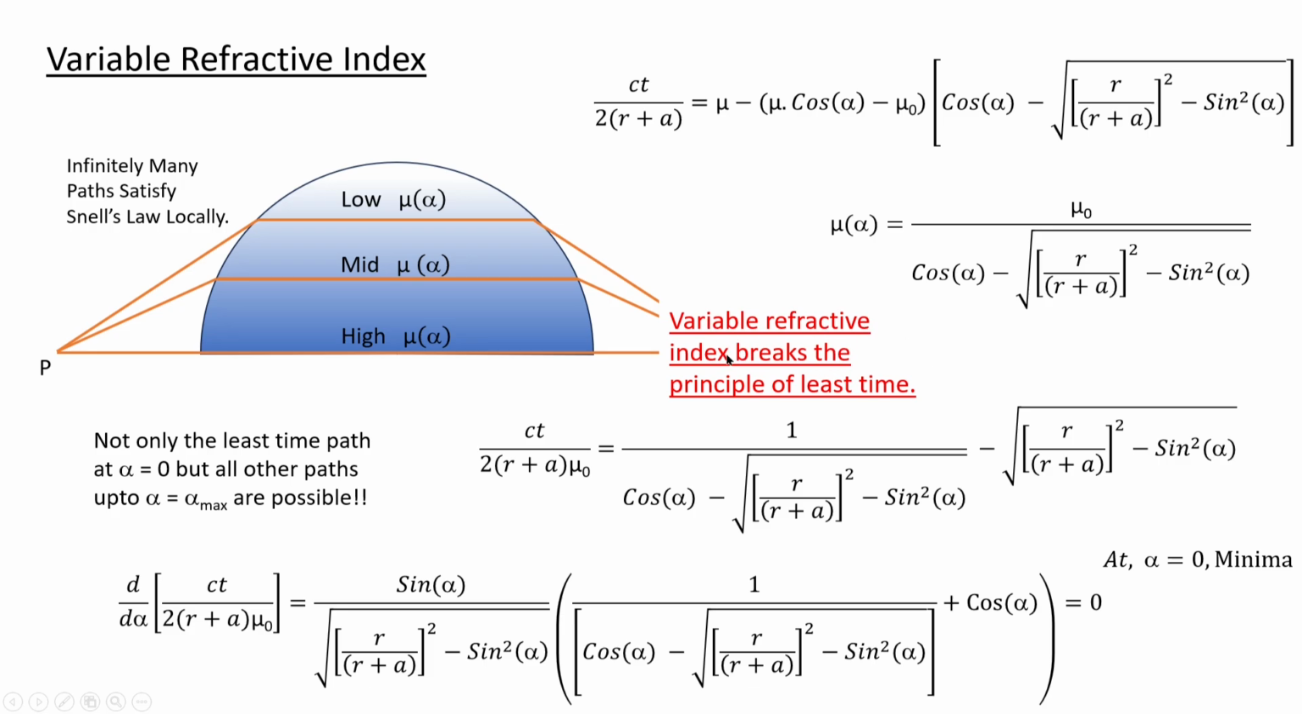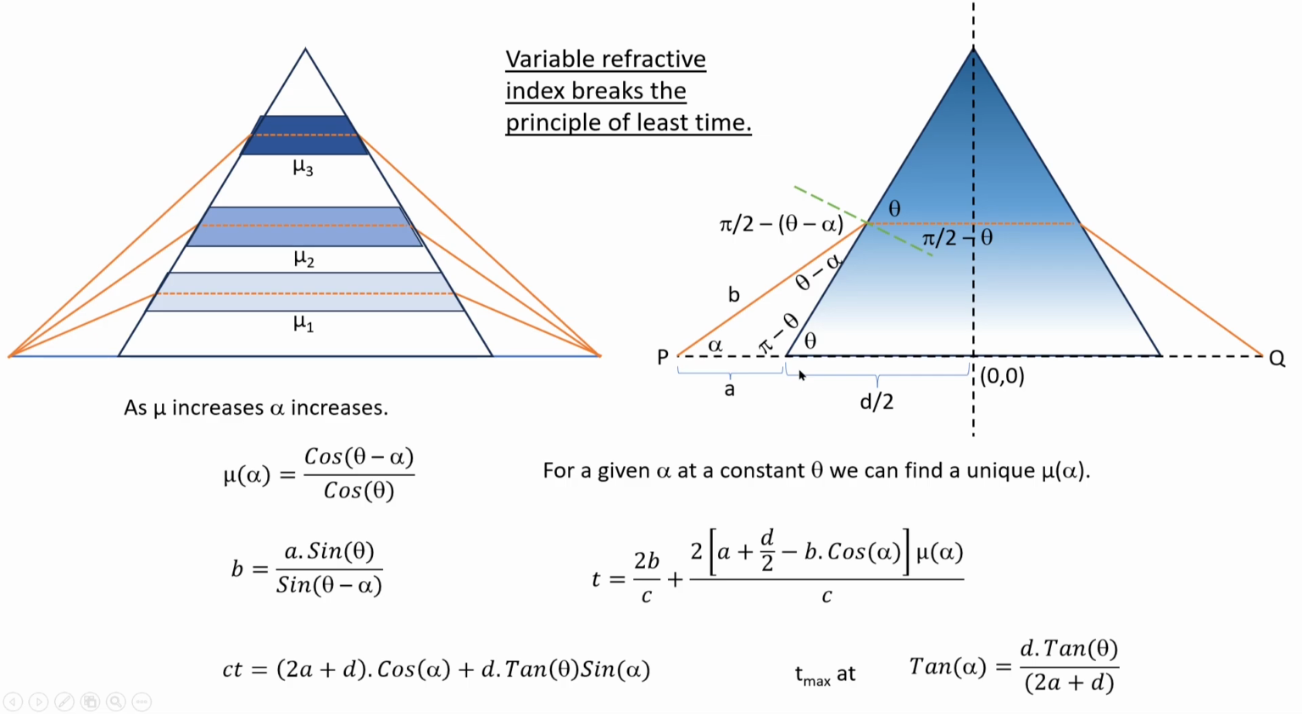So variable refractive index breaks the principle of least time. That is, when we do the experiment and see all these paths are possible, then we see that the principle of least time is broken. It can be done in the triangle also. In the triangle, the direction of variation will be reversed. The low mu values will be here and the high mu values will be here, higher refractive index. Basically here alpha increases with increasing mu. In the other path, alpha decreases with increasing mu.